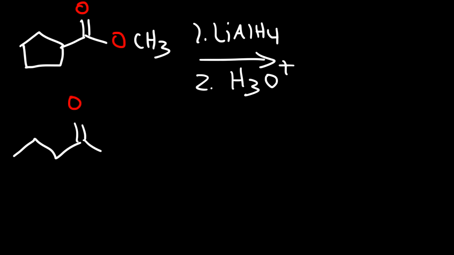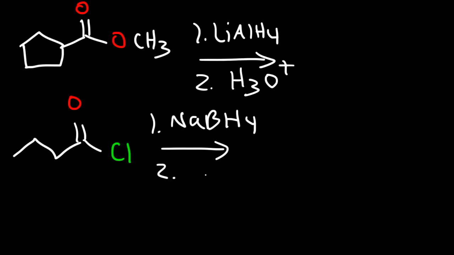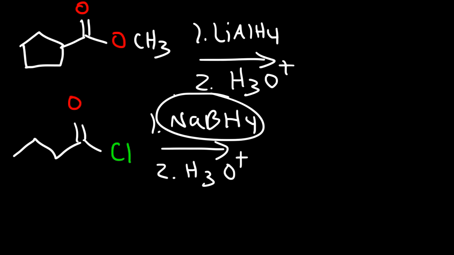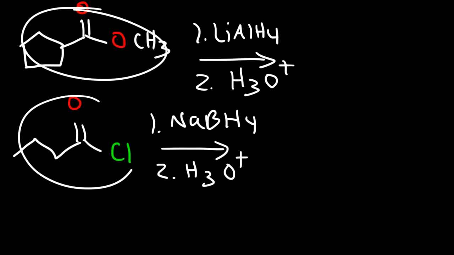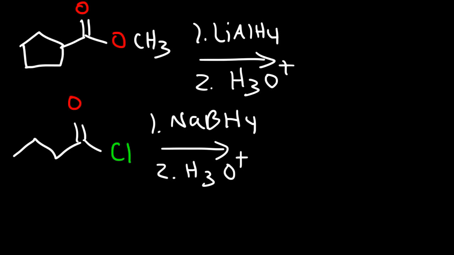So let's say we have an acid chloride, and we react it with sodium borohydride with H3O+. Acid chlorides are very reactive, and so we can use a mild reducing agent like sodium borohydride to reduce the acid chloride. Esters are less reactive than acid chlorides, so if you mix an ester with sodium borohydride, nothing's going to happen. This is not strong enough to reduce an ester or carboxylic acid.